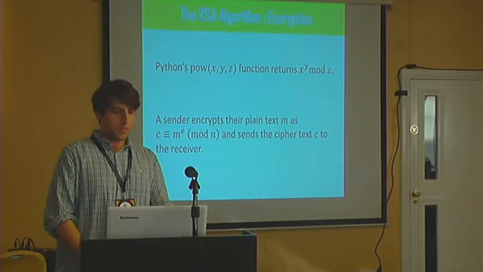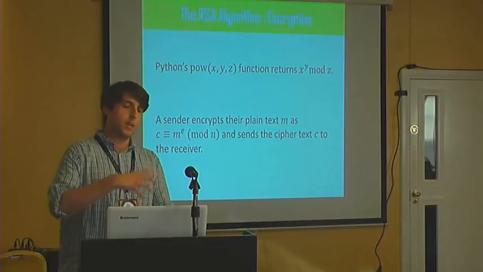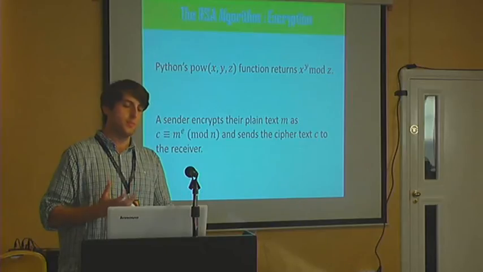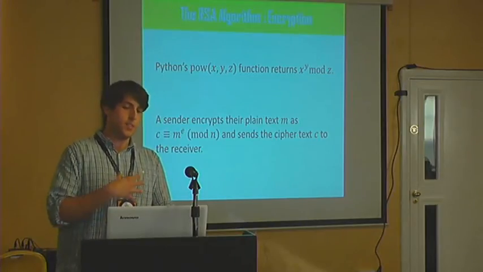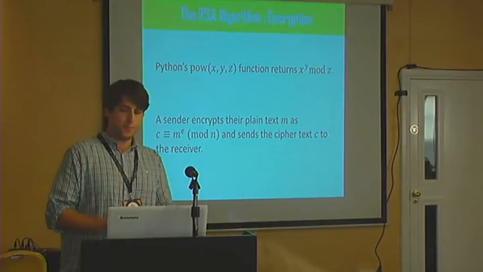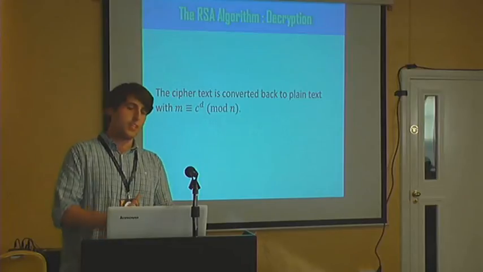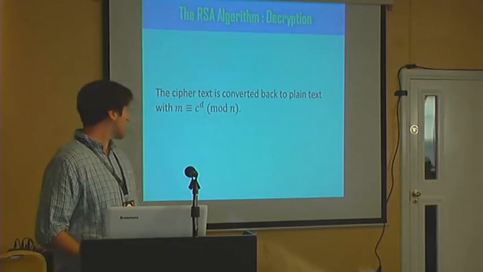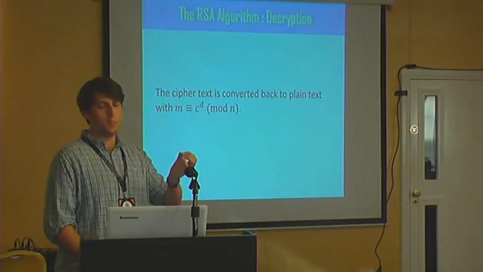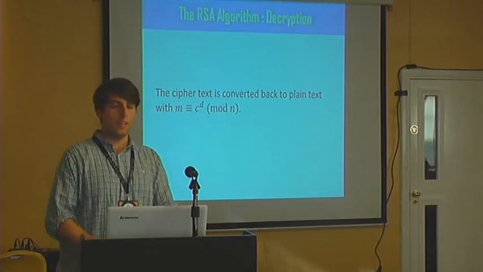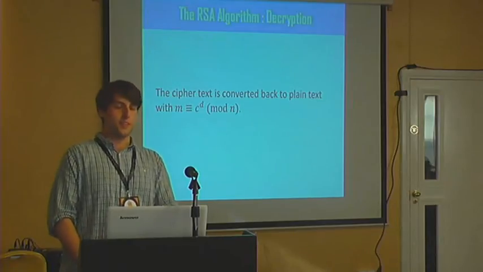So we take some plain text, say m, and we raise it to the power of e, which is publicly available, and we put the whole thing modulo n. This yields our ciphertext c, and that's all you do to encrypt the text. Then we want to decrypt it. It's a very similar process. We take the ciphertext, raise it to the power of d, which is the private part of the key, and then again put the whole thing modulo n. And that is the outline of the RSA algorithm.